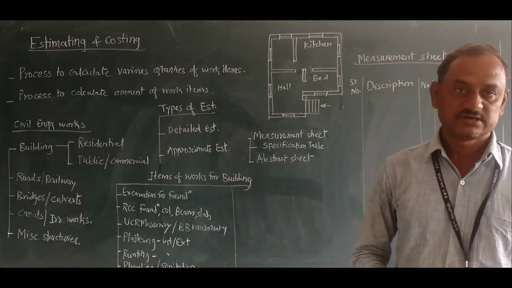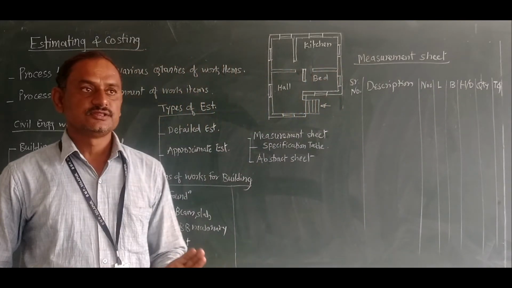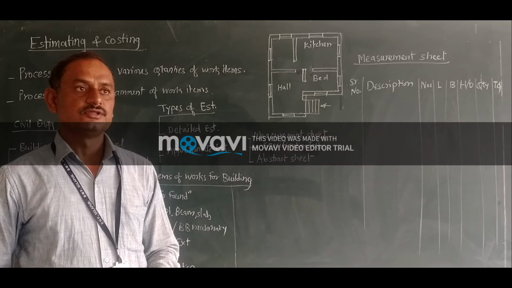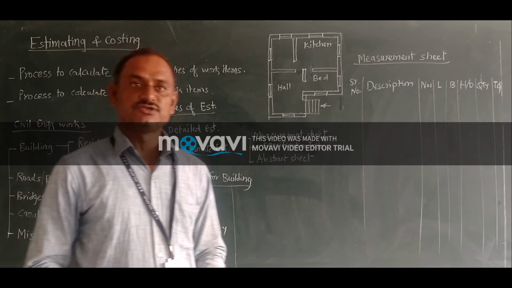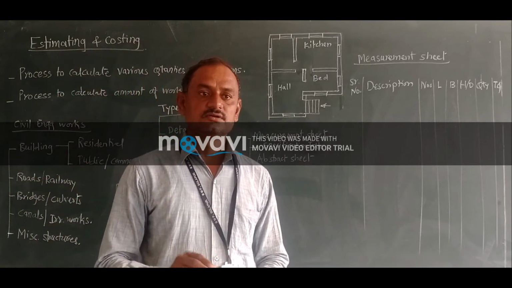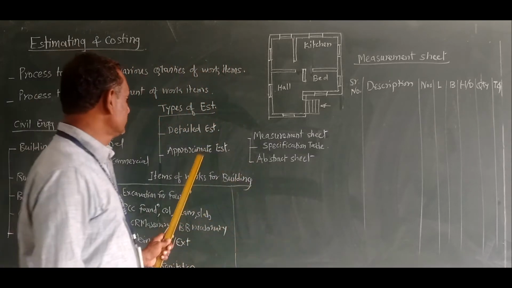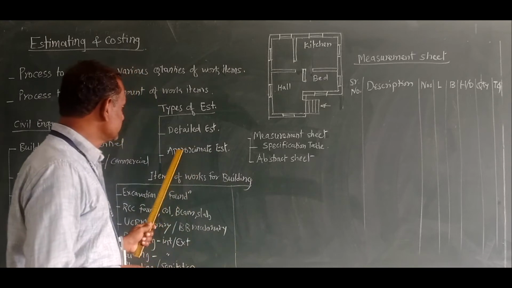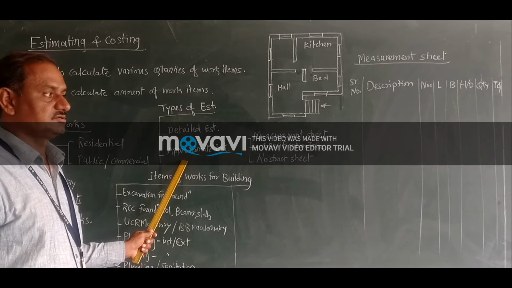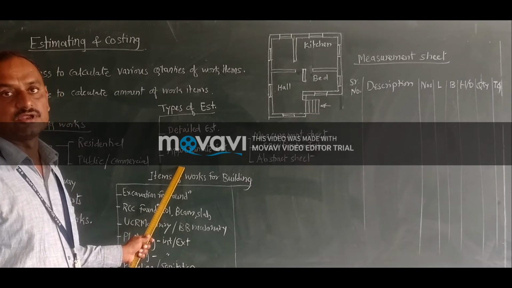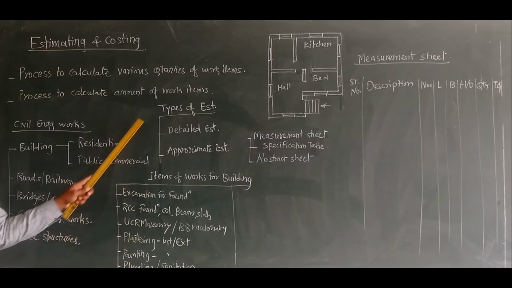What is approximate estimate? Approximate estimate is an estimate in which we calculate the approximate or lump sum amount of a civil engineering work just by following 2 to 3 steps. That is called an approximate estimate. It is the simple method as well as less time is required to calculate the amount of a particular work. So these are the types.